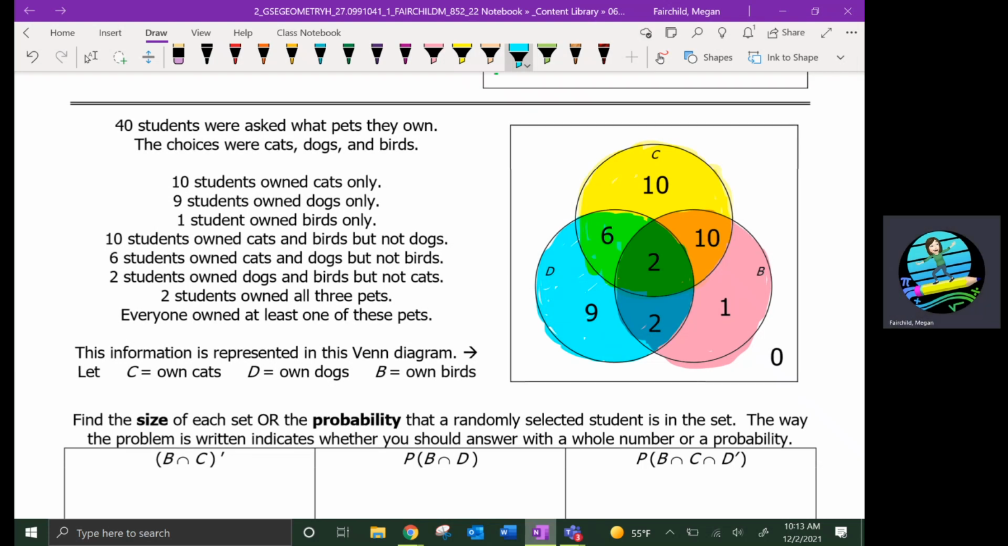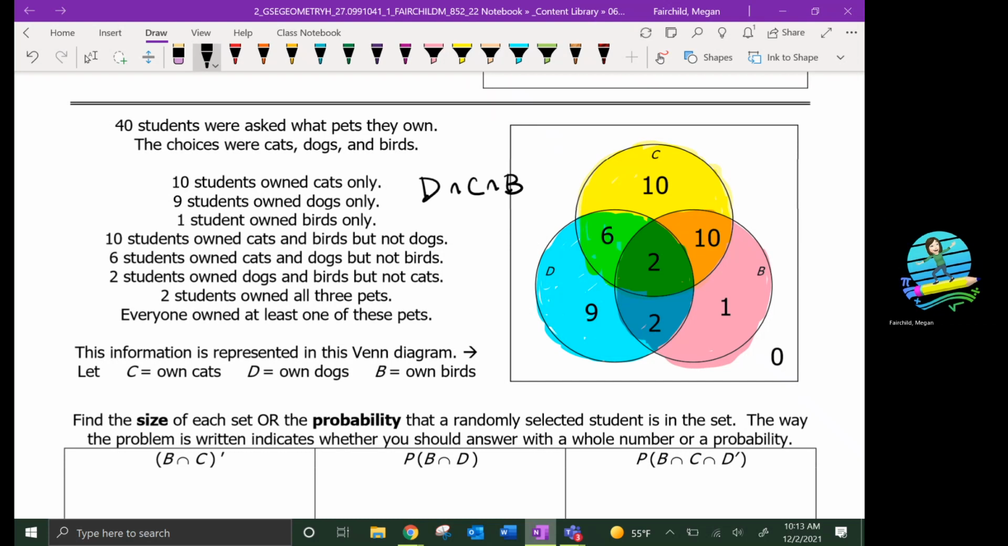How many people have a dog and a cat and a bird? Archer? He's not listening. How many people have a dog and a cat and a bird? How many archers are in this class? Everyone be quiet. Yes, but it's the intersection, right? Because I'm saying dog and cat and bird. It's 2.